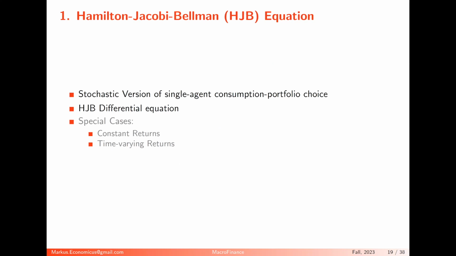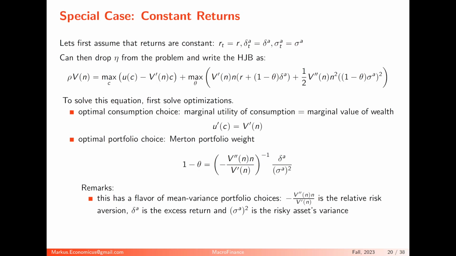Good. So let me do two special cases, constant returns and time varying returns. Constant returns means the risk-free rate is constant and the risk premium is constant, and also the volatility is constant. So everything is just a very simple constant. That's the standard problem where everything is very much a constant.